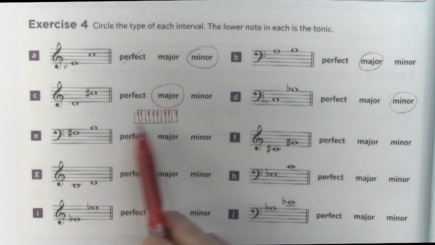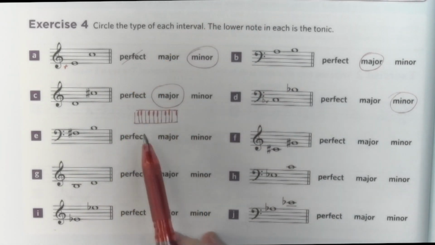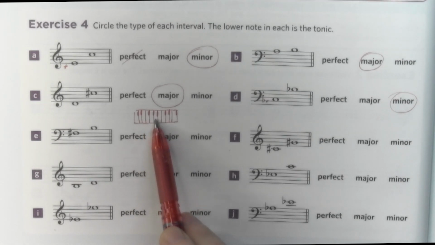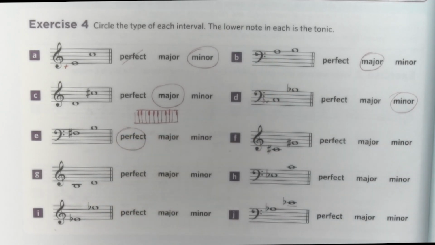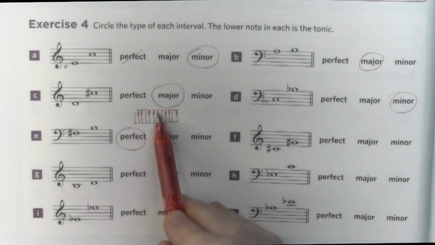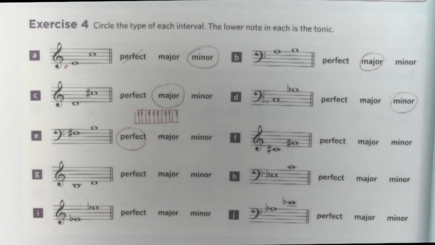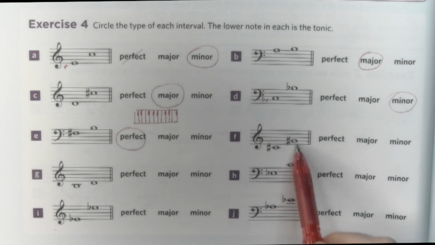Fa sharp, B. Let's see. This is a 4th, fa, sol, la, si. Let's count. 1, 2 and a half. This is a perfect interval. 1, 2 and a half. Brilliant.